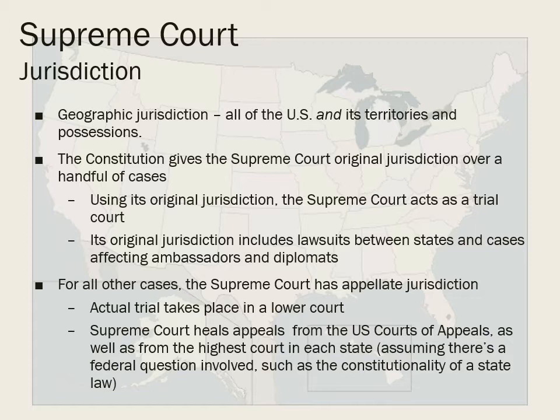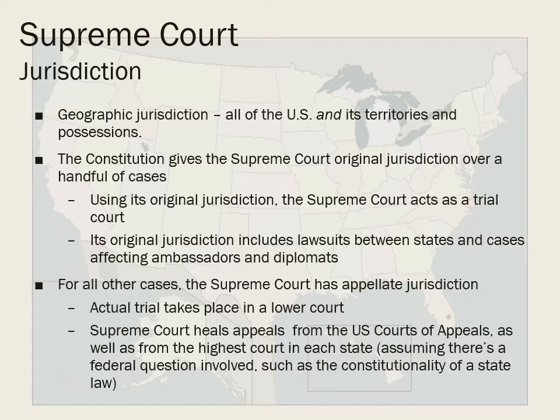So the U.S. Supreme Court hears appeals from all of the U.S. courts of appeals. If some type of federal question is involved, such as the constitutionality of state action, the U.S. Supreme Court will also hear appeals from the highest court in each state. So if you have argued something up to the Colorado Supreme Court, let's say, and there's a constitutional question in there, you can then jump from the Colorado Supreme Court to the U.S. Supreme Court.